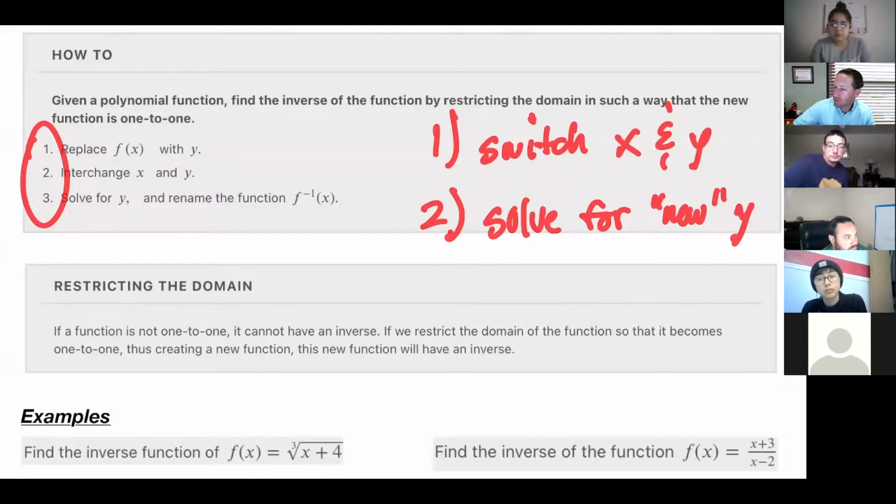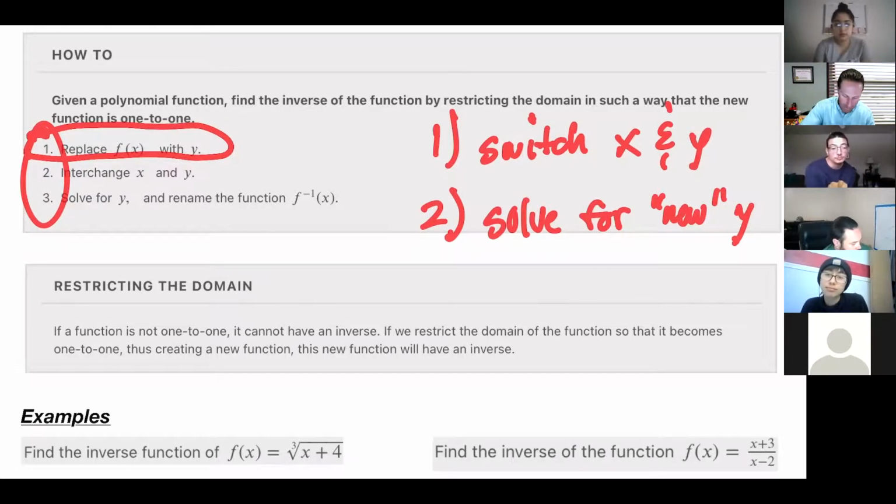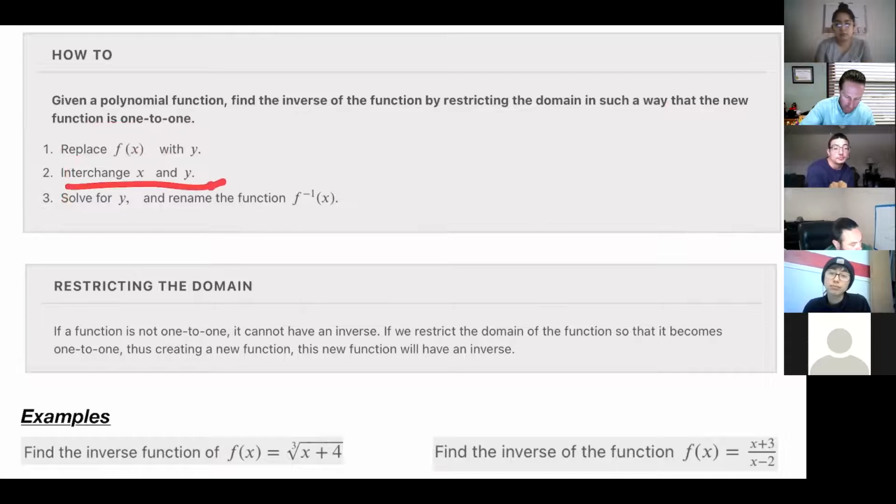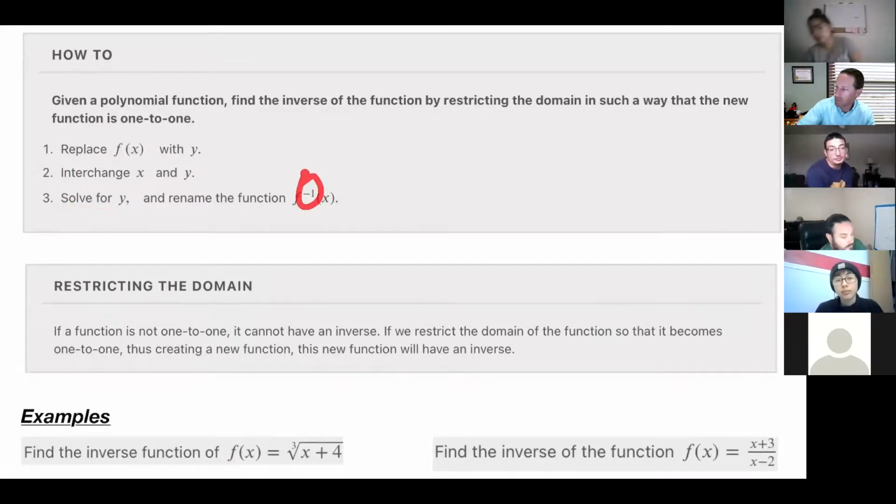Now, if they give it to you in function form, then they're going to give you that extra step and say, you know what? What's easier than putting F of x is just a y value. Okay? Otherwise, we have switching of the x and the y, solve for the new y. And this is the symbol we give for inverse. It's that little -1 exponent.